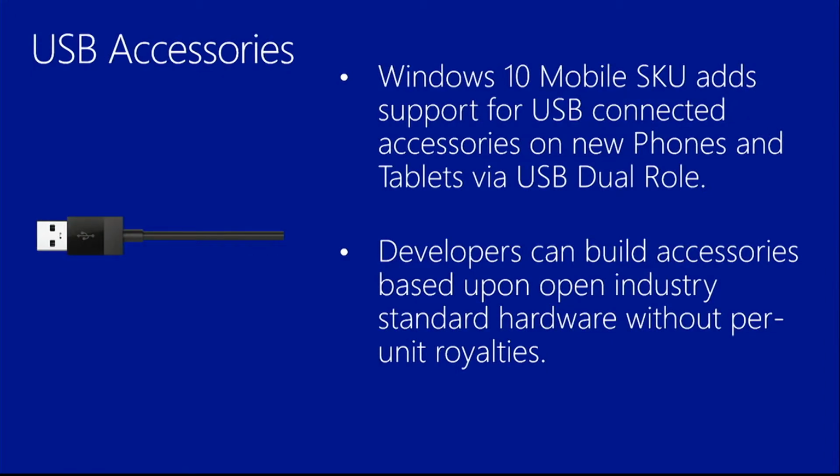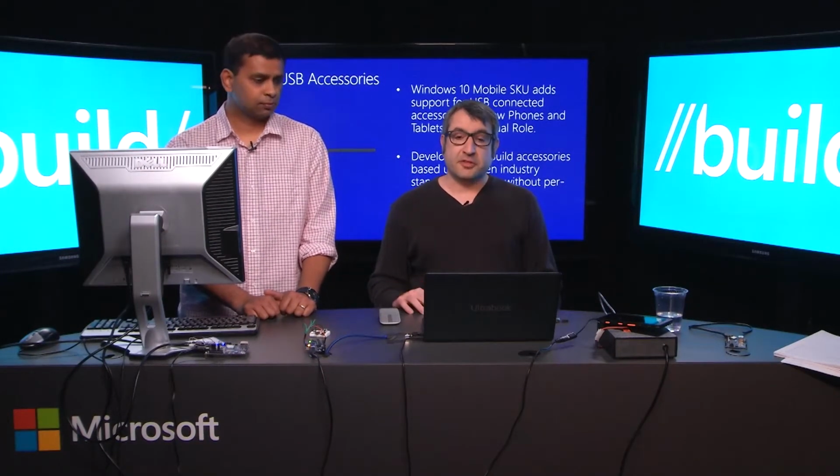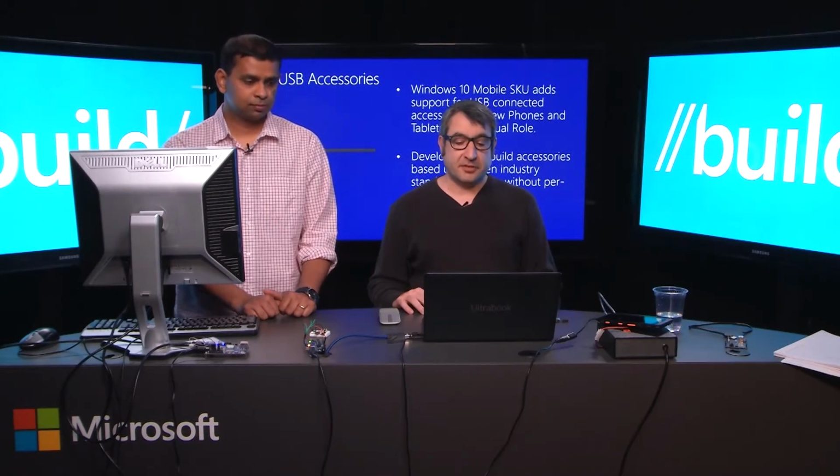Windows 10 Mobile SKU adds support for USB-connected peripherals on new phones and tablets by USB dual role support. Dual role basically means the device can act as a peripheral or a host and dynamically switch between the two of them. Our team's been working with Silicon partners on this support, so a new wave of Windows 10 devices will support USB accessories when Windows 10 launches.